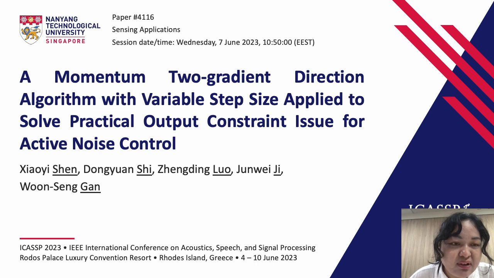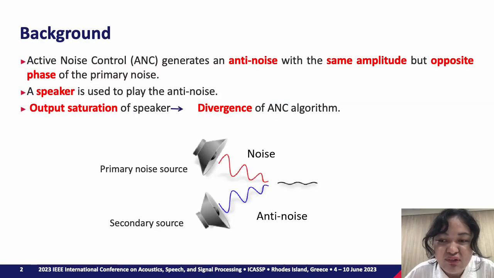Today I'm going to present a momentum two-gradient direction algorithm with variable step size applied to solve the practical output constraint issue for active noise control. Active noise control is used to attenuate noise in the environment by generating an anti-noise with the same amplitude but opposite phase of the primary noise.